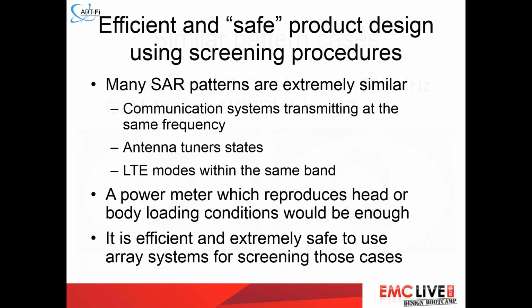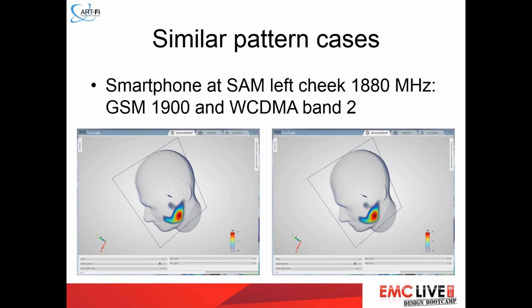Just giving you an example of similar pattern cases, this is one case we measured in our lab on a smartphone at SAM left cheek, used at the frequency 1880 megahertz, a frequency that's shared by GSM 1900 and WCDMA band 2. And actually, they look like a copy and paste, but they are not. Those two figures at the bottom of the slide represent the result of the SAR test, at least the distribution, for both modes, GSM and WCDMA, at the same frequency. You can see they are, if not identical, very close to identical.